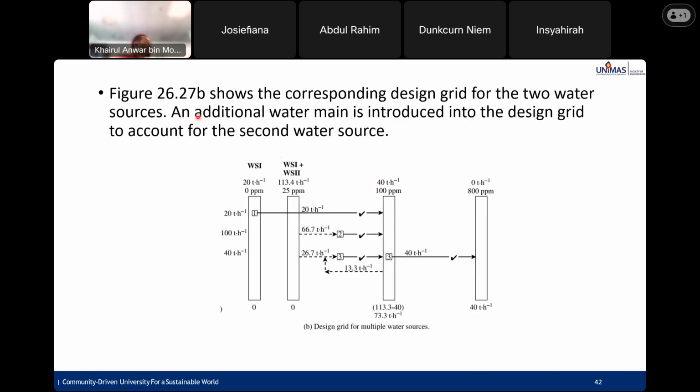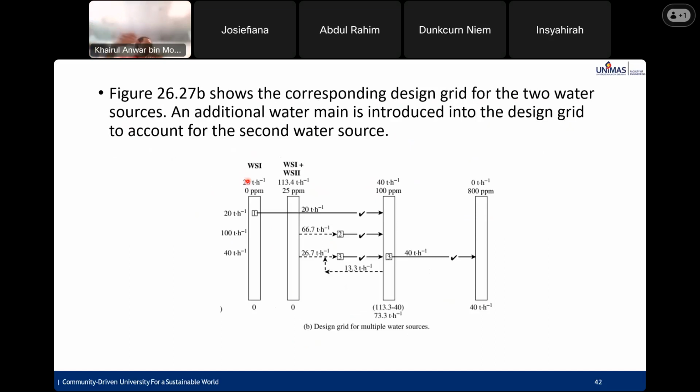Figure 26.27 shows the corresponding design grid for the two water sources. An additional water main is introduced into the design grid that forms the second water source. In this case, we have a water main starting from WS1 at 20 tons per hour. Next is a mixture of WS1 and WS2, 93.3 plus 20.